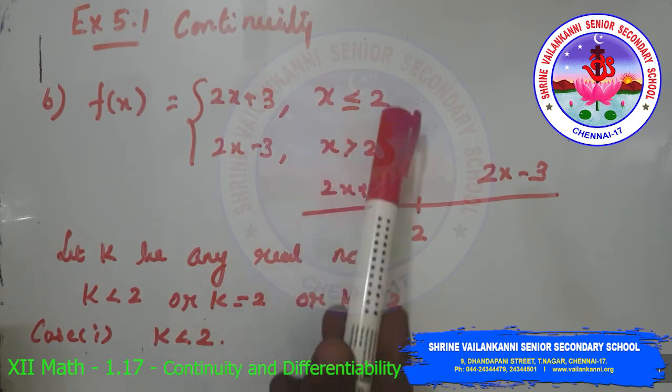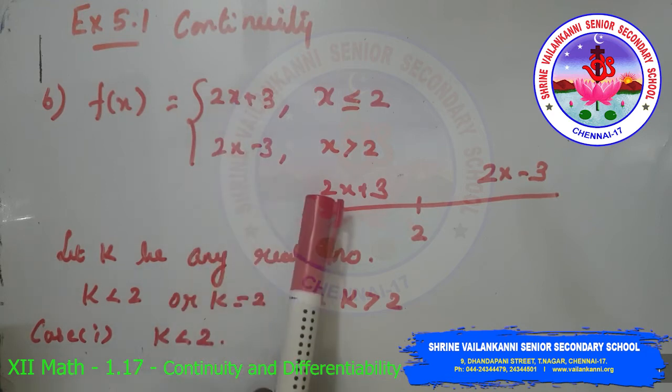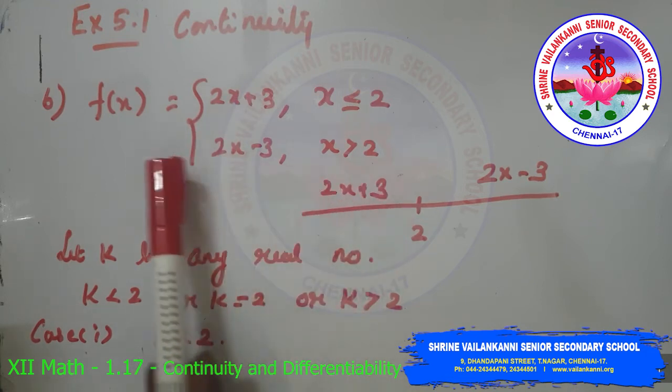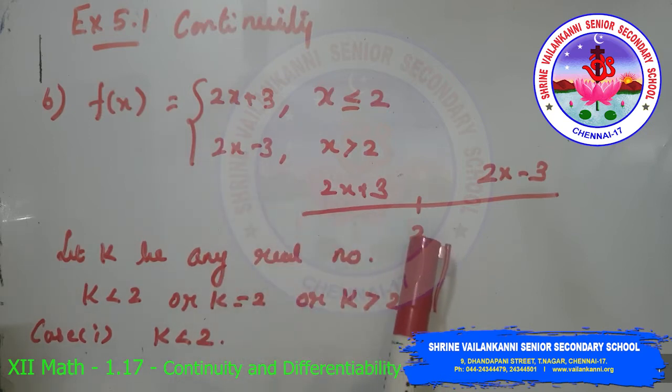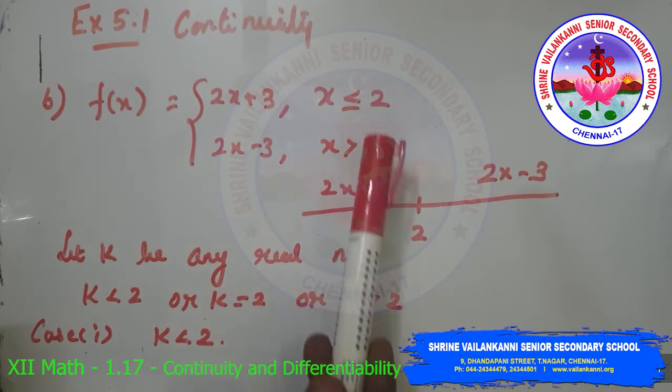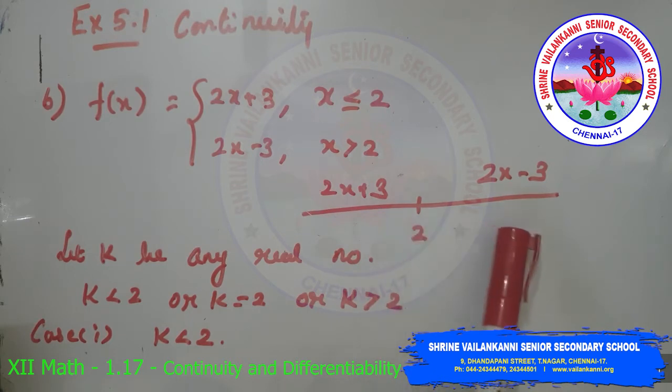So if x is less than or equal to 2, then it is 2x plus 3. Then if x is greater than 2, then f of x is defined to be 2x minus 3. So to the left of 2, that is x less than or equal to 2, it is defined to be 2x plus 3. To the right of 2 is 2x minus 3. So we have to consider three cases.